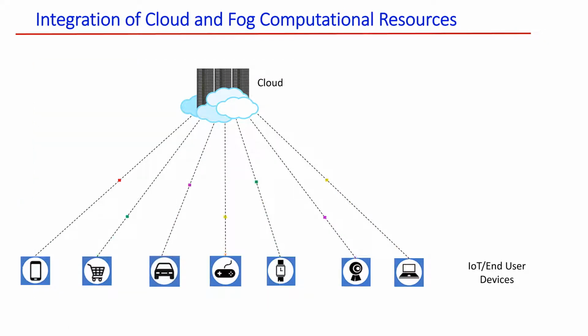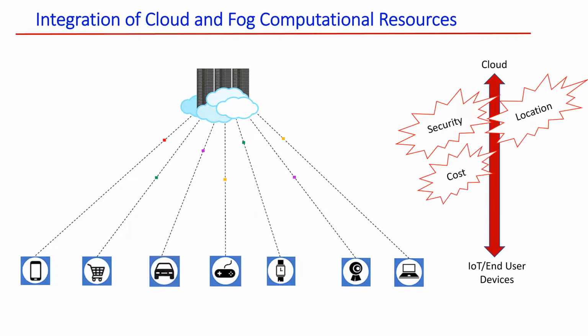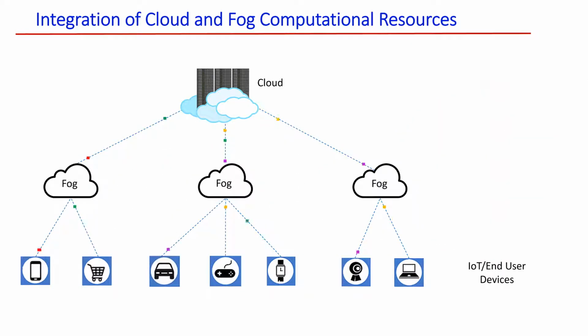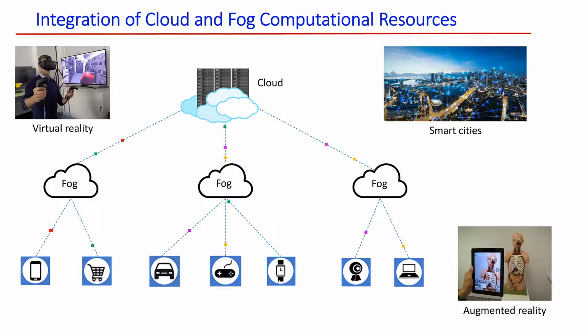In the traditional model of connectivity, all generated data were transmitted to a cloud for processing. However, this method has serious drawbacks such as security, the location and cost of data, scale, and speed. Fog computing overcomes these limitations by distributing computation, communication, and storage services along the cloud-to-things continuum, empowering potential new applications such as smart cities, augmented reality, and virtual reality.